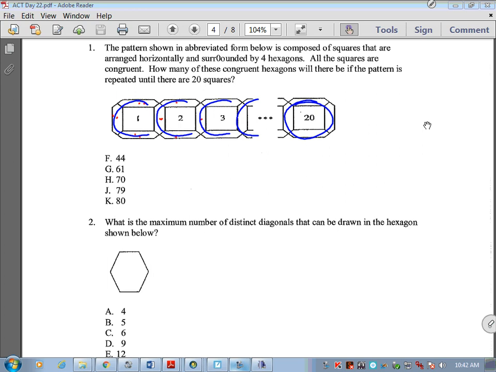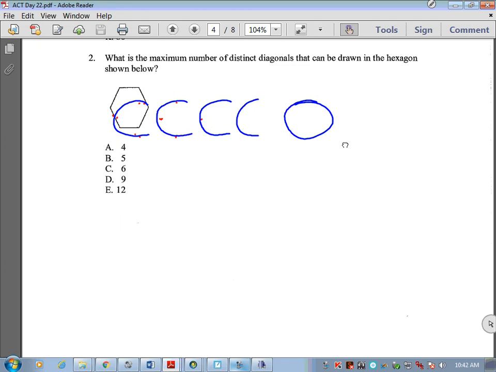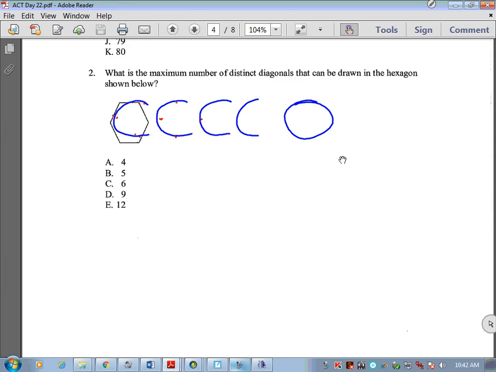All right, number 2. Okay, so you could do this. Well, let me clear that up.